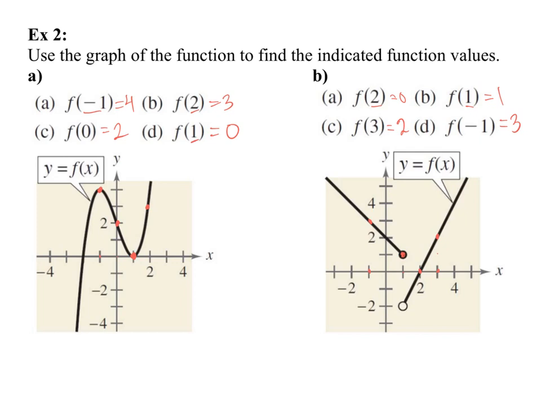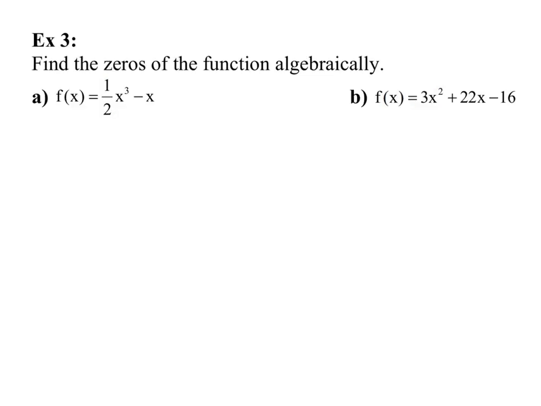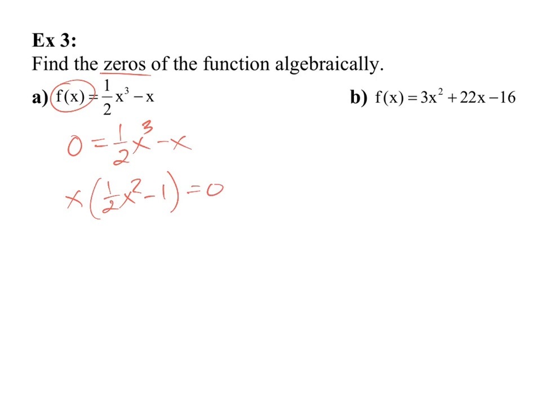Going on to the next example. Find the zeros of the function algebraically. So what does that mean? Set the function equal to 0. So half x cubed minus x. What can you do here? I'm just going to flip it around, and I could factor out an x. So x times half x squared minus 1 equals 0. Then set both of these factors equal to 0 to solve for x. And I'm going to add 1 here.